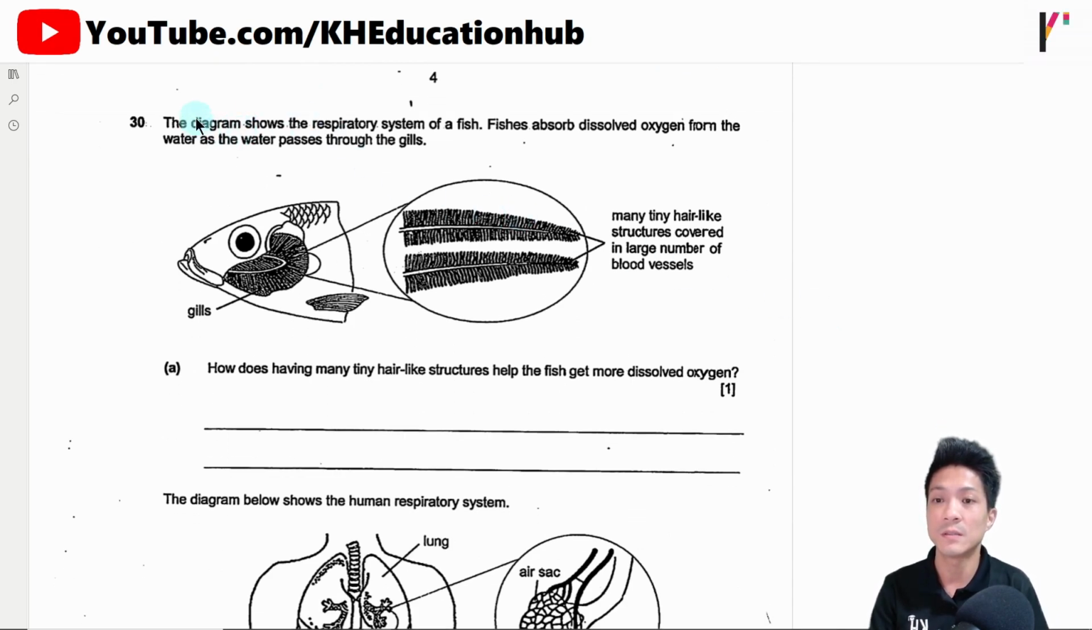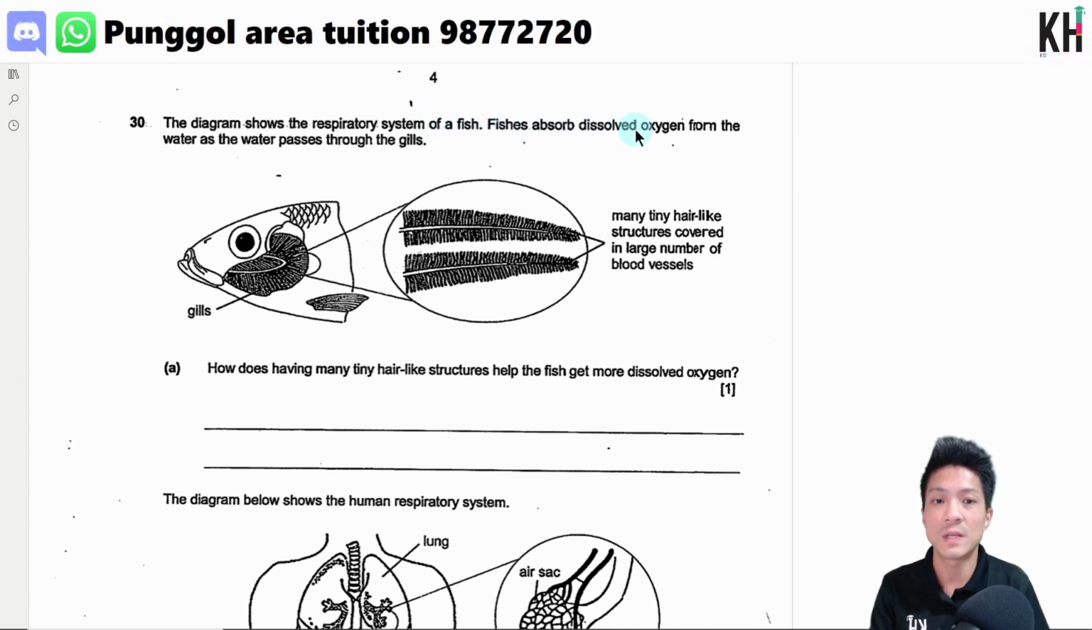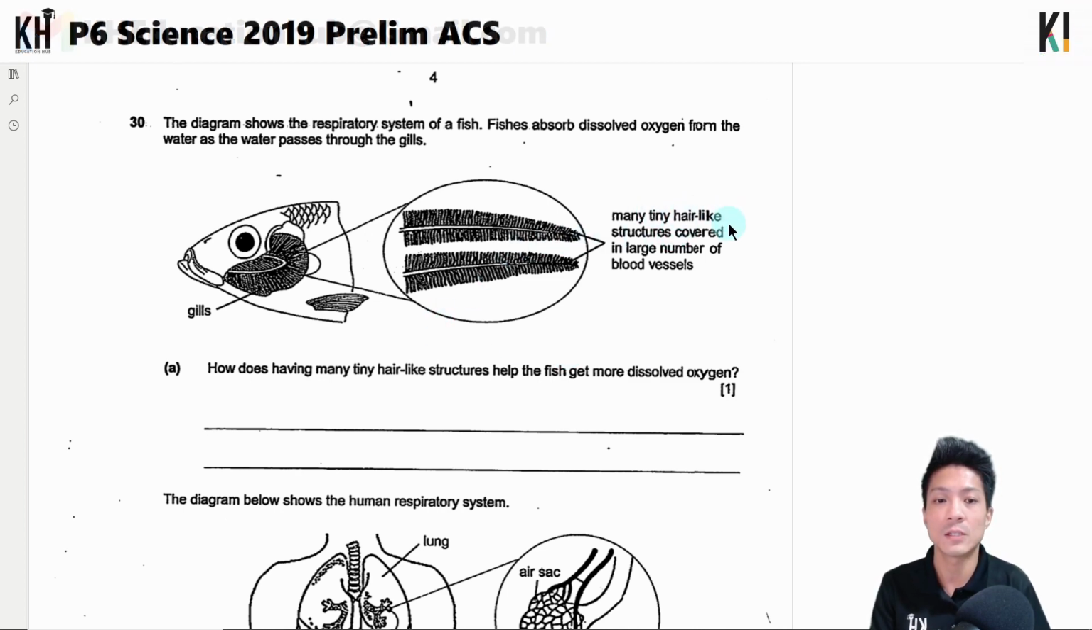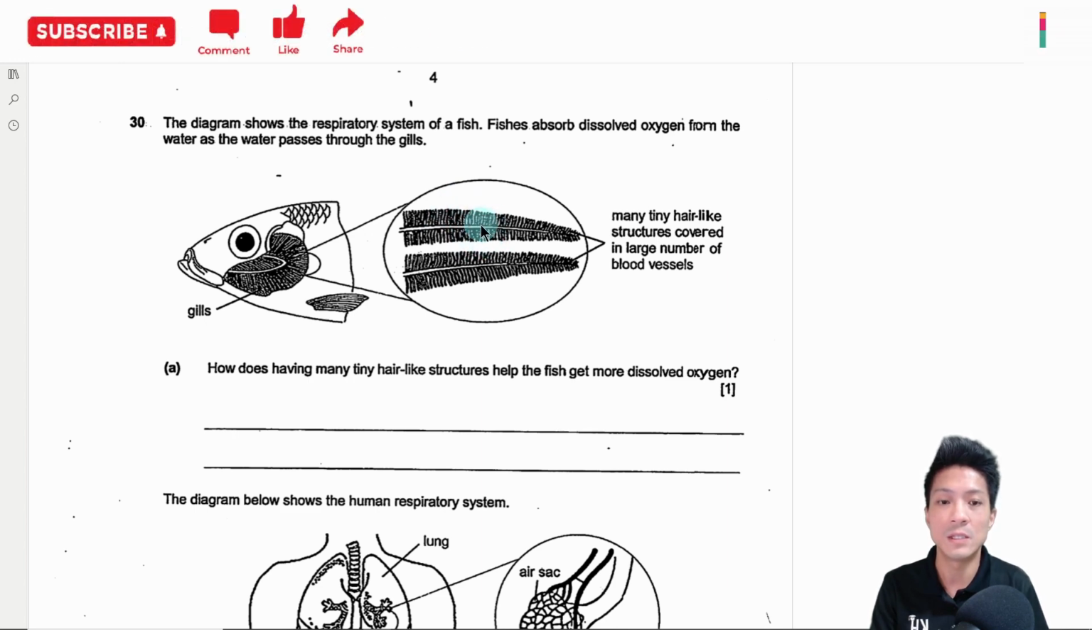Okay, question 30. The diagram shows the respiratory system of a fish. Fishes absorb dissolved oxygen from the water as the water passes through the gills. So how does having many tiny hair-like structures help the fish get more dissolved oxygen? What the tiny hair-like structures do is they help to increase the exposed surface area in contact with the water, so that this will help them to trap more dissolved oxygen.